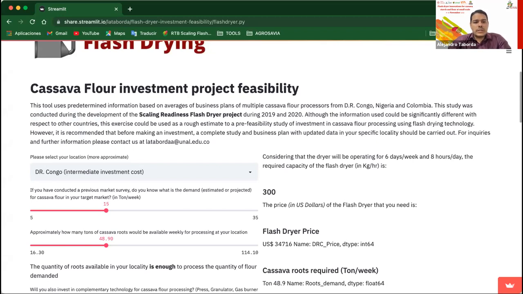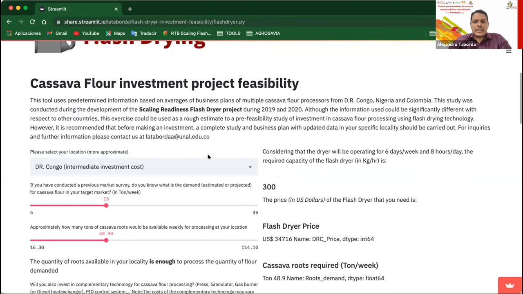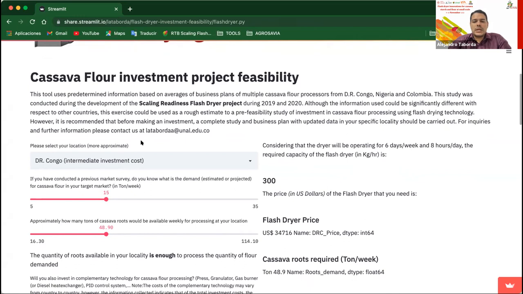This tool uses predetermined information based on an average of business plans of multiple cassava flour processors from DR Congo, Nigeria, and Colombia. This study was conducted during the development of the scaling readiness flash dryer project during 2019 and 2020. Although the information used could be different with respect to other countries, this exercise could be used as an estimation of a pre-feasibility study of investment in cassava flour processing using flash drying technology.